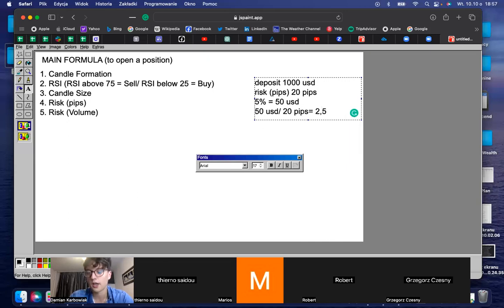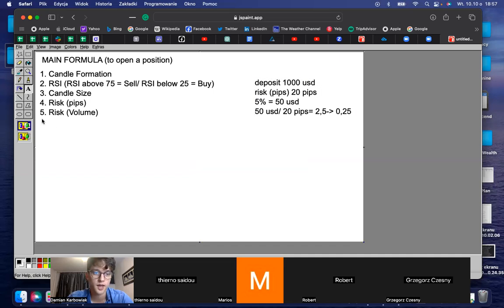2.5. And now the magic happens. You move this comma one place to your left, which means that the volume would be 0.25, and the volume for this transaction would be 0.25 lot. You don't have to count this every single time because you have the bot, like we said. You just put in that you want to risk 5%, and the bot does everything for you.